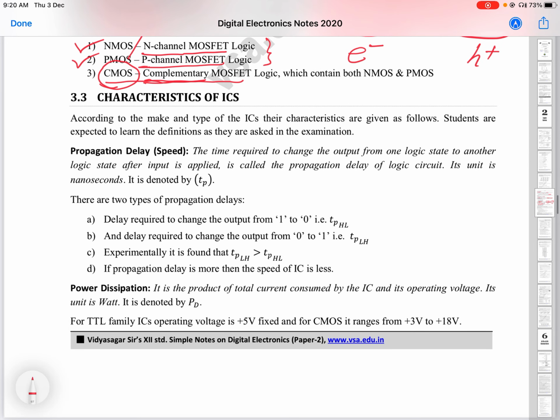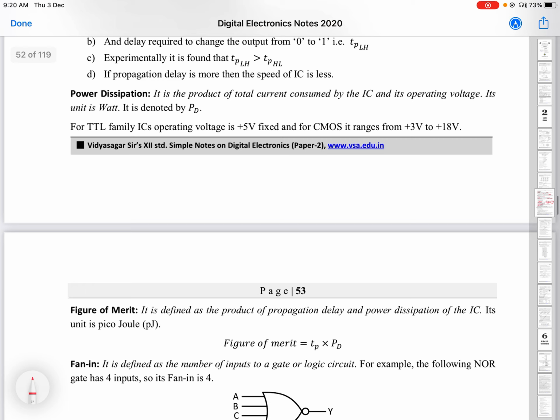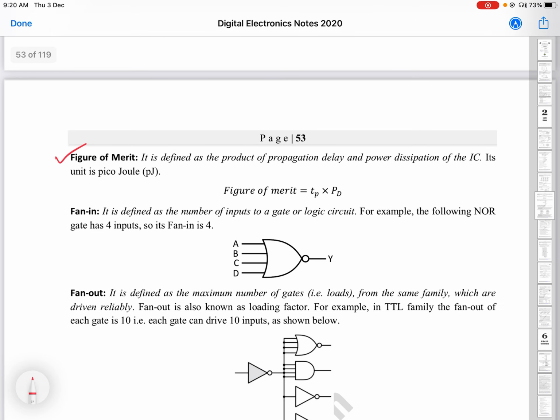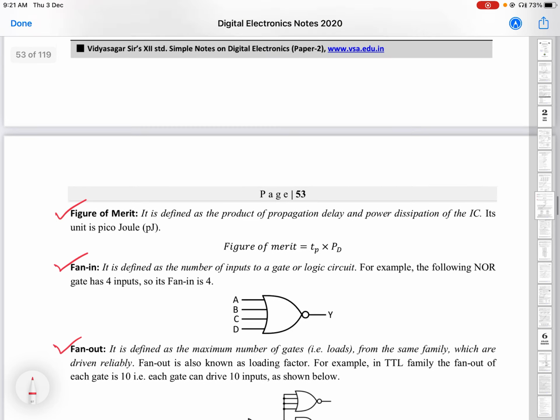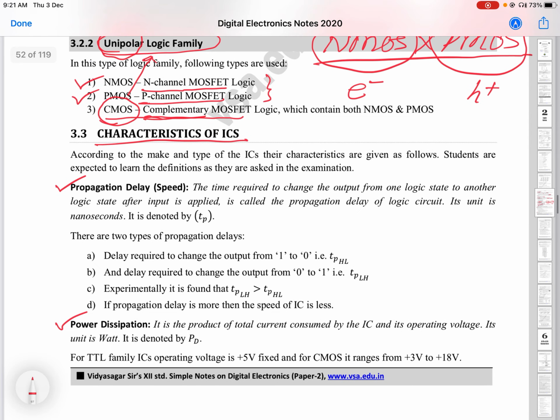Then we come to the characteristics of the ICs. Now there are 5 points. The first one is propagation delay, the second one is power dissipation, the third one is figure of merit, then fan out, and the fan in. 5 points are there. So one by one we shall study this.